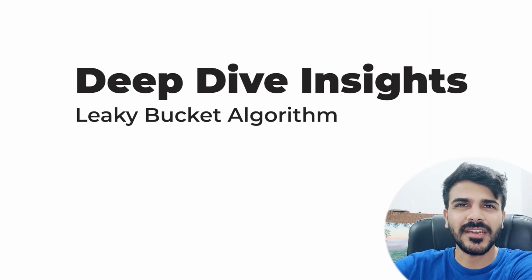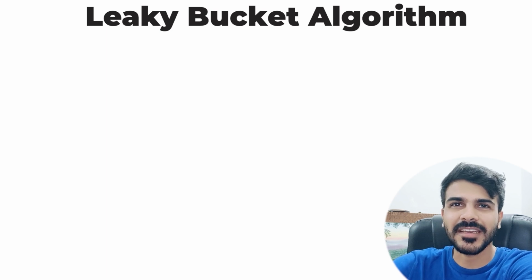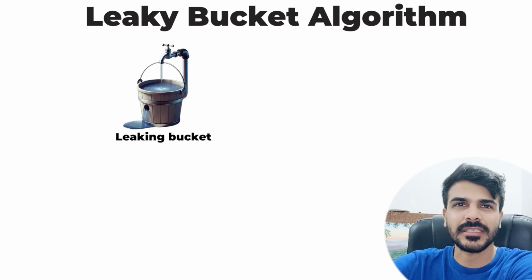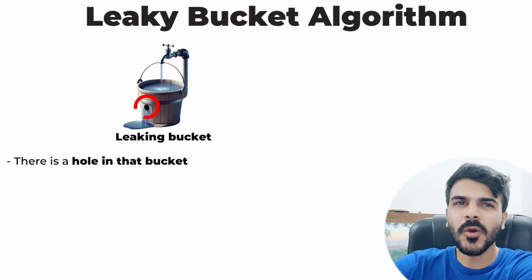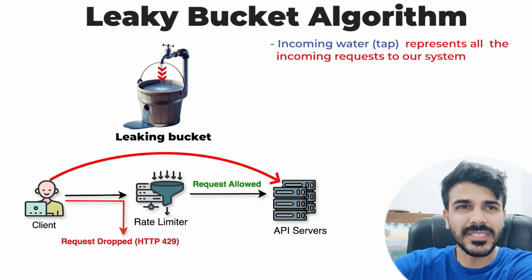Let's now try to understand the leaky bucket algorithm. The most intuitive way, no surprises, to understand or visualize this algorithm is to actually imagine a leaking bucket. What is a leaking bucket? Imagine you have a bucket. There is a hole in that bucket. You have a tap and water is flowing from the tap into our bucket. Now, let's try to conceptually draw analogies. Firstly, all the incoming water from the tap that is entering our bucket would represent all the incoming requests to our system.